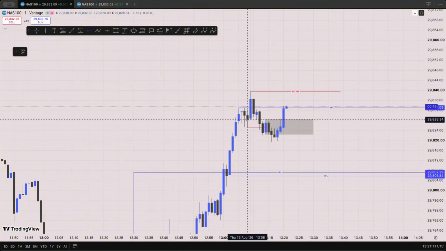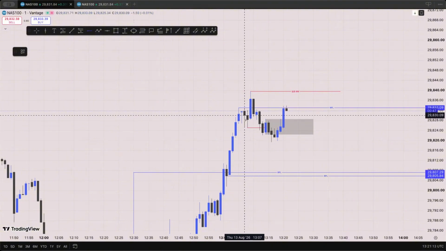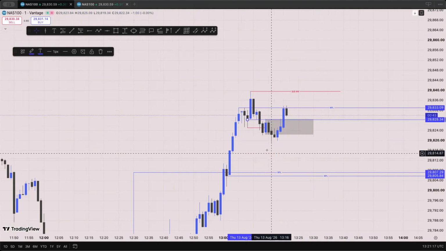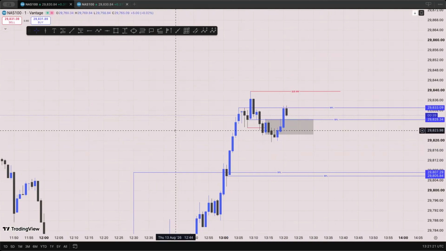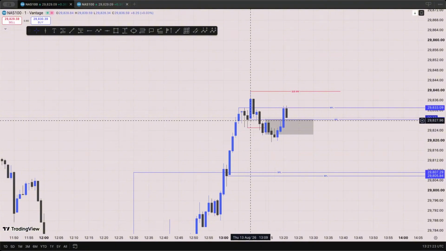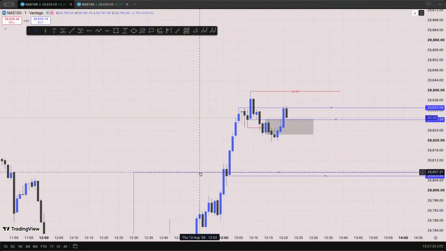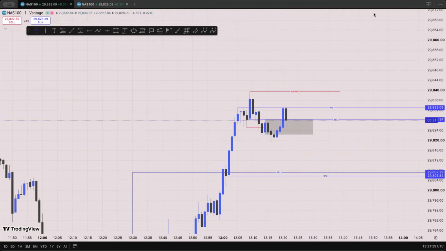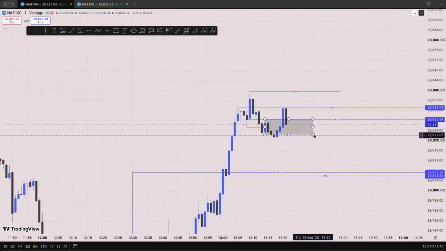I think my first entry is going to be somewhere here. This will be my first entry, my reference price level. I'll explain that later. This will be my second entry. So let's see how it plays out. I might just wait for this entry. I'm not going to take this entry. I'm going to take this entry instead. So let's see how it plays out.